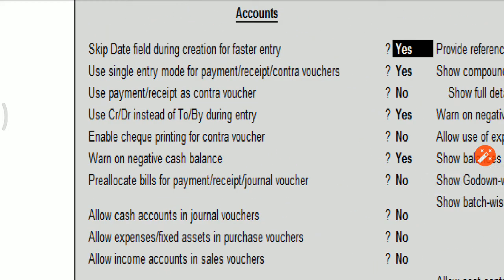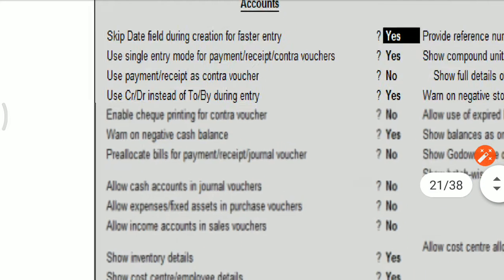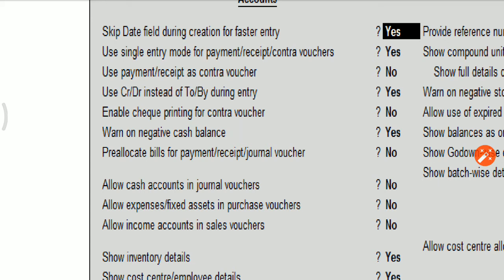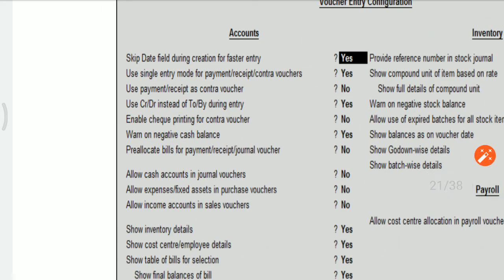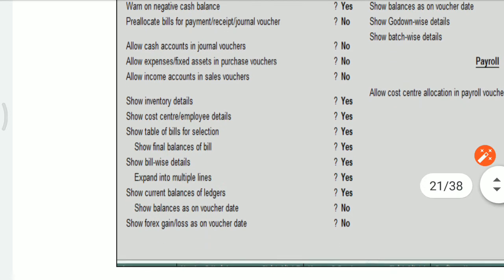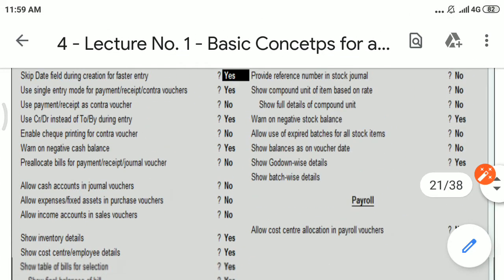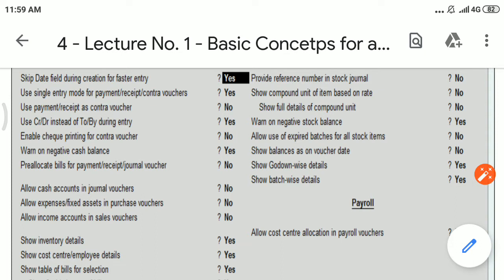Voucher entry setup, each entry important setup is there. Means skip date field during creation of faster entry, yes. Single entry mode. Fourth one is use credit debit instead of to and by, generally yes. Either you can use debit credit, or to or by. Check printing for contra vouchers, generally you can press yes, then contra vouchers, contra checks also will be prepared. Negative cash balance, yes, immediately pops up red. If the negative cash balance is there, then ledger balance shows in negative, in red color, so that the user will be alerted that my cash balance is negative. Friends, you have to read each and every option and you have to update the details whether you want to activate this option or not.